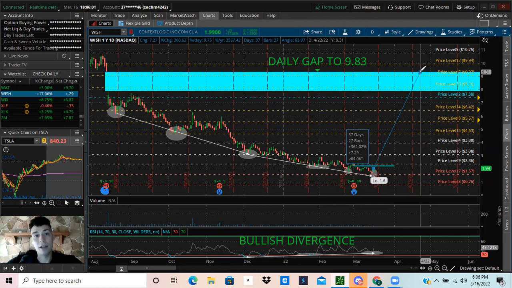To me, this gap is not going to fill until we're in a nice euphoric cycle. Right now there's been a lot of pain, fear, uncertainty, and doubt, also known as FUD. Once that FUD is eliminated and the market overall, not just stocks like Wish, but the S&P, the Nasdaq, the Dow, the IWM, the Russell, once we start to see these show some more strength and we get out of the uncertainty phase, that's when we'll be taking a step towards our next bull market. And once we get into our next bull market, that's when you can expect this daily gap up to 9.83 to fill.